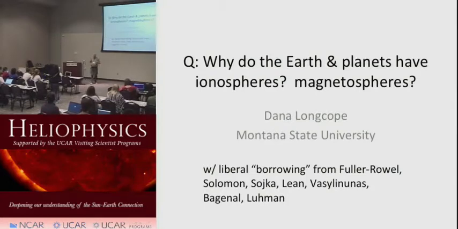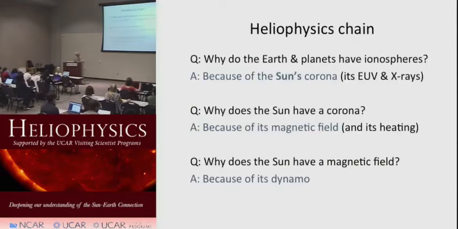Today we're going to finish this overview of the whole heliophysics system. And the question we're going to get down to is not the ground, but basically close to the Earth. And I'm going to ask not only about the Earth, but other planets, why it is the Earth has an ionosphere and a magnetosphere, and do other planets have ionospheres and/or magnetospheres? And the logic here, you can see that today we're asking, why do the planets and the Earth have an ionosphere? And the answer, in short, is because of the sun's corona.